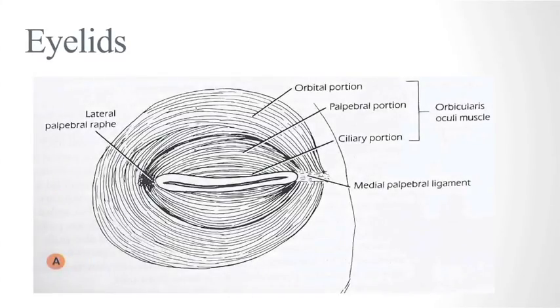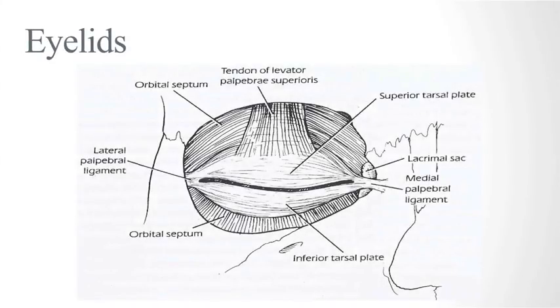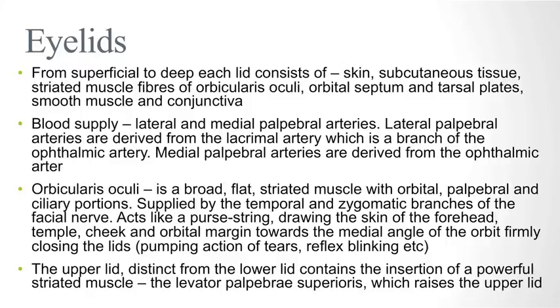The layers of the eyelid. Again, another picture showing the layers of the eyelids. From superficial to deep, each lid consists of skin, subcutaneous tissue, striated muscle fibers of the orbicularis oculi, orbital septum, and tarsal plates, smooth muscle and conjunctiva.